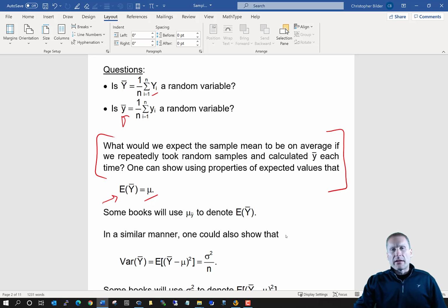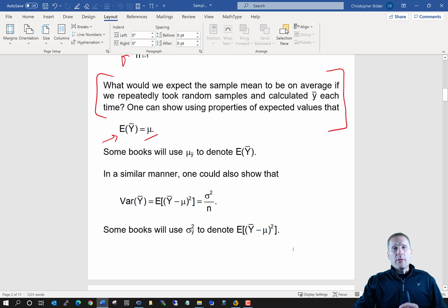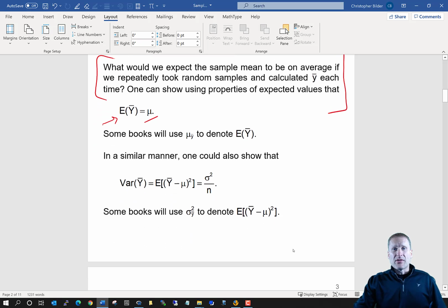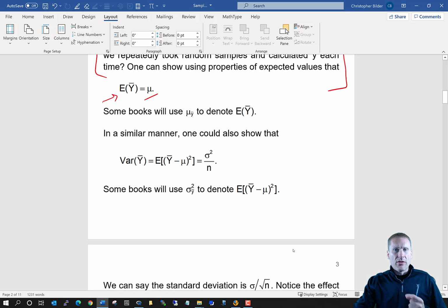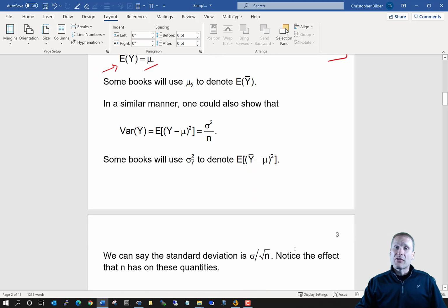But we also like to know that y bar is going to vary from sample to sample to sample. Could we quantify that amount of variation? And the answer is yes. The variance of y bar, in other words, the expected value of the quantity y bar minus mu, squared, just how we've done a variance in the past, can be shown to be sigma squared divided by n.